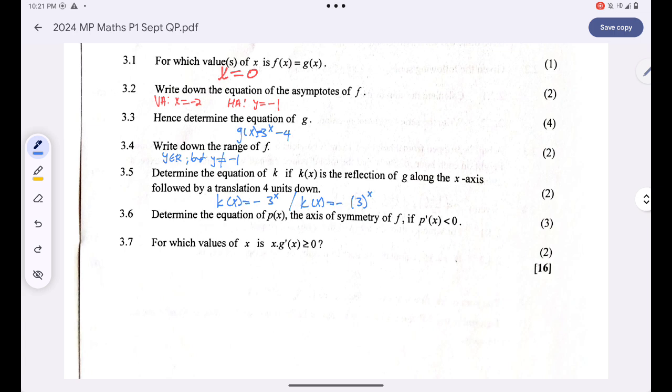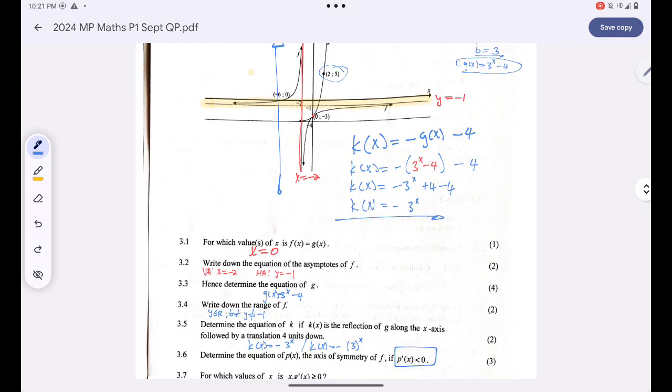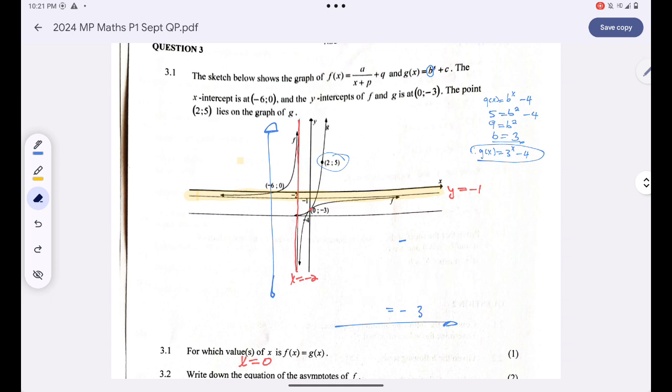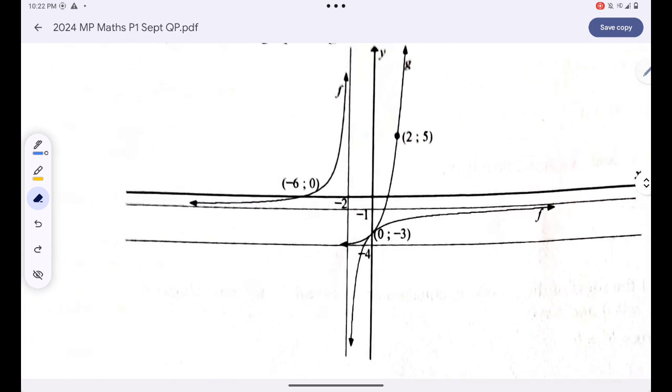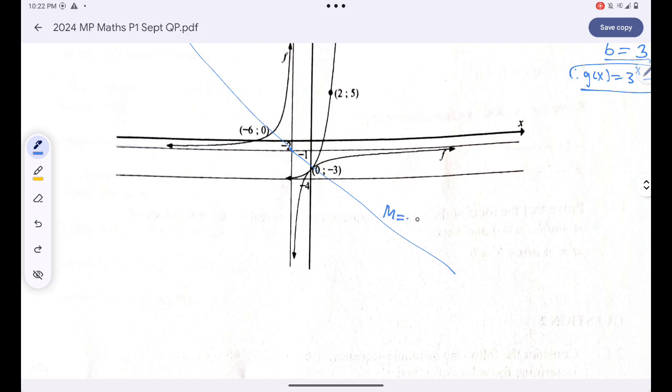Then now we must determine the equation of p of x, the axis of symmetry of f, if the derivative of p is less than 0. This simply means that p is a decreasing function. I'm looking for the axis of symmetry of my graph, whereby the axis of symmetry is a decreasing function. Decreasing function simply means the gradient is negative. So I'll simply have a graph like this. I'll simply have a graph like that.